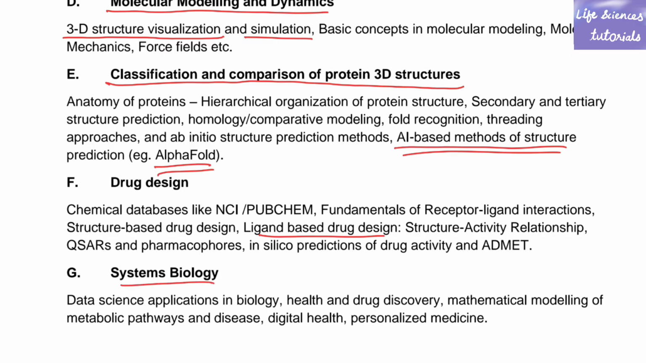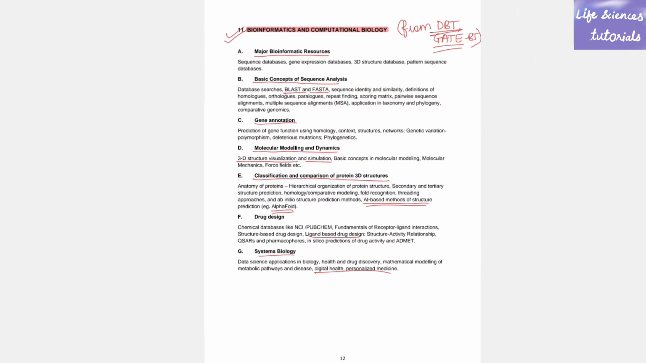And then we have systems biology. Okay. So this includes data science applications in biology, health, drug discovery, mathematical modeling of metabolic pathways and disease, digital health, personalized medicine. All these new topics are also being added.